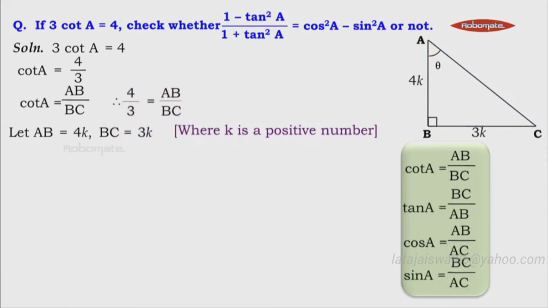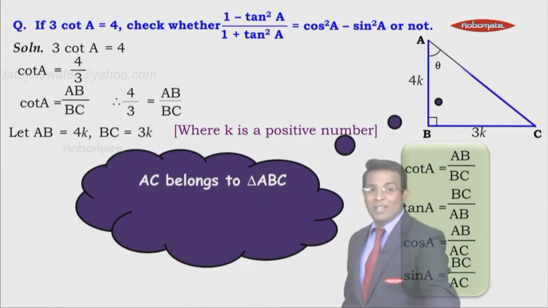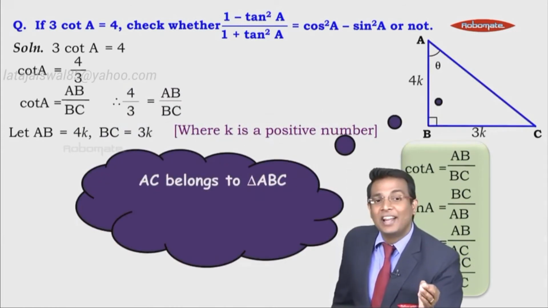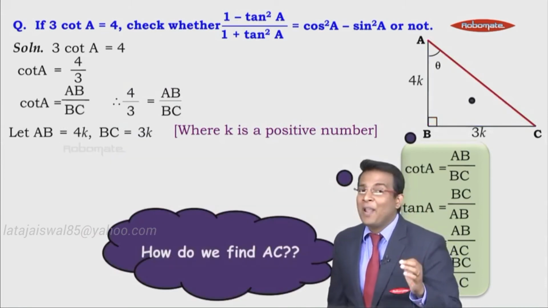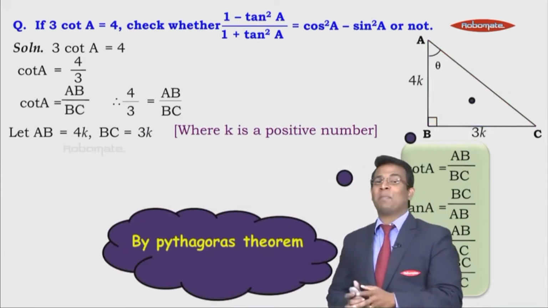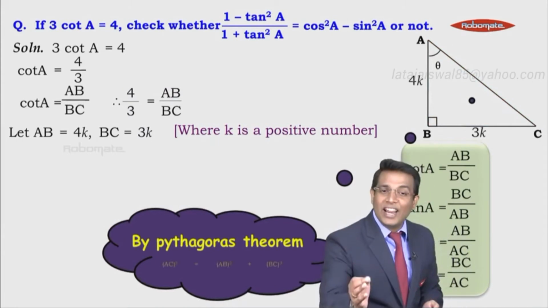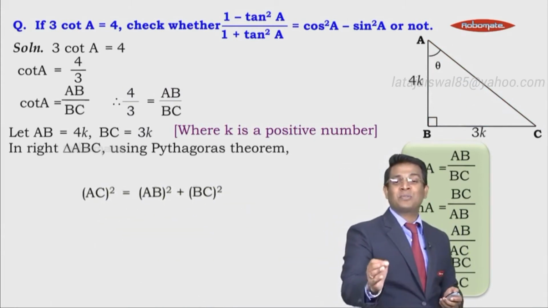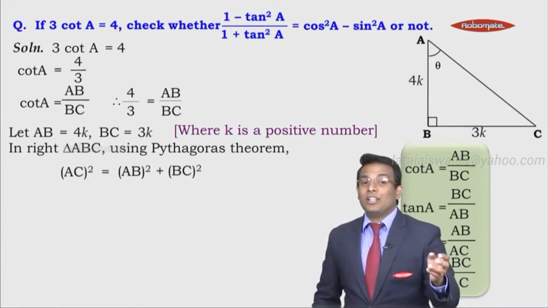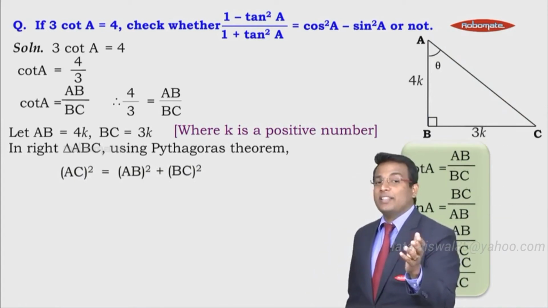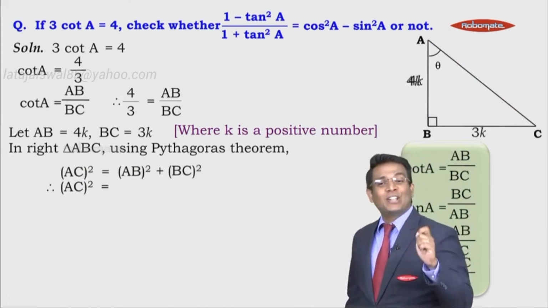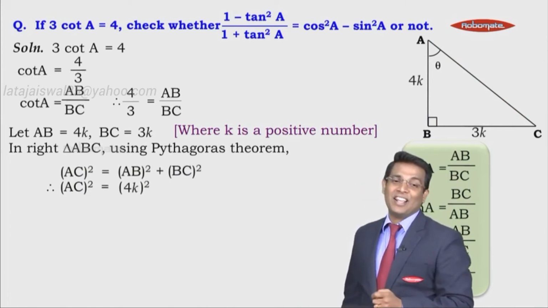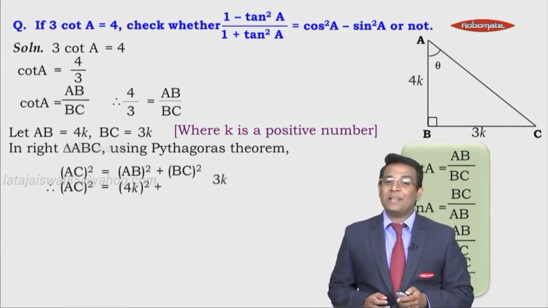Now AC belongs to triangle ABC, and that triangle ABC is a right angle triangle. So how do we get AC? By Pythagoras theorem. Beautiful. So apply Pythagoras theorem. That means we'll get AC square is equal to AB square plus BC square. Now just substitute the values which we know. The value of AC is not known to us. The value of AB is 4K and the value of BC, we know, is 3K. So we substitute the value of AB and BC there.